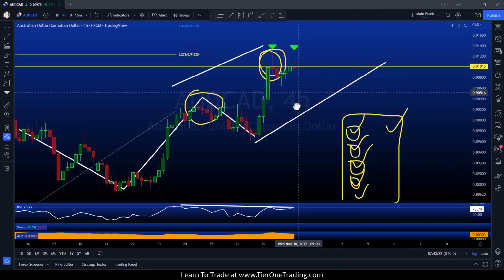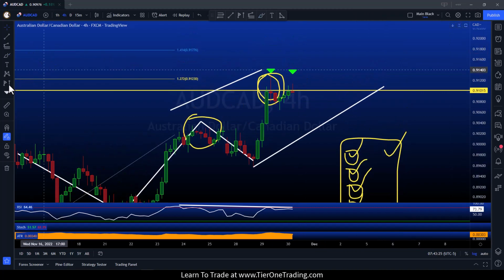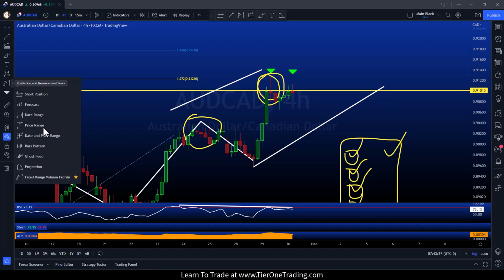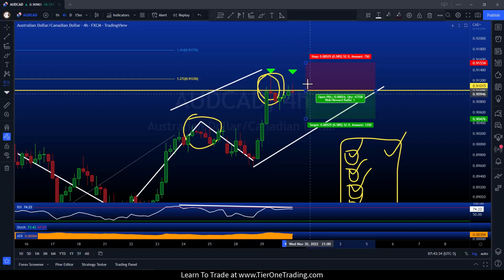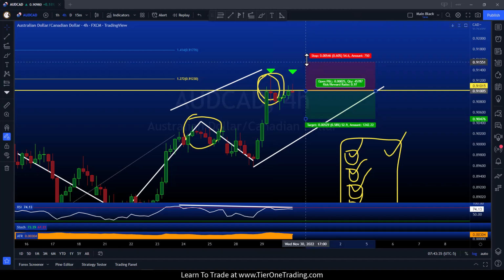Stops as always need to go above, or should, in my opinion, go above our highs here, right? So if you're entering at market right now, right around here, stop should be above the highs. Mine's at about 91.60.